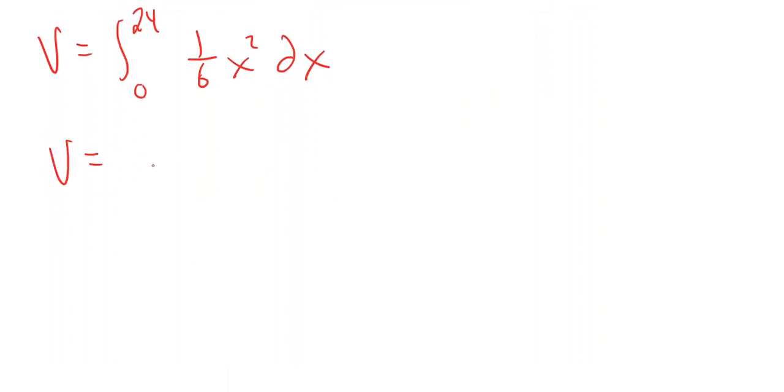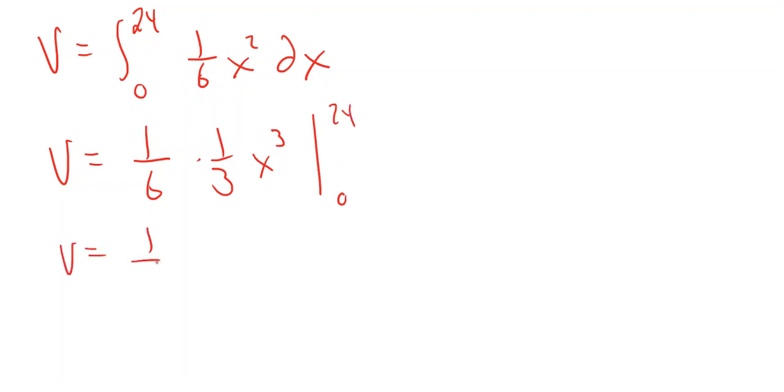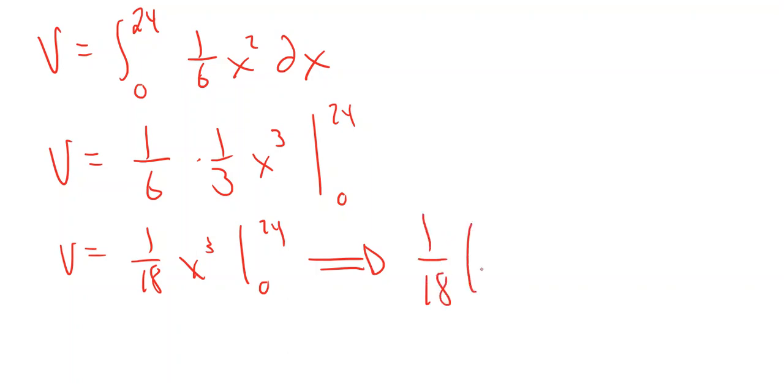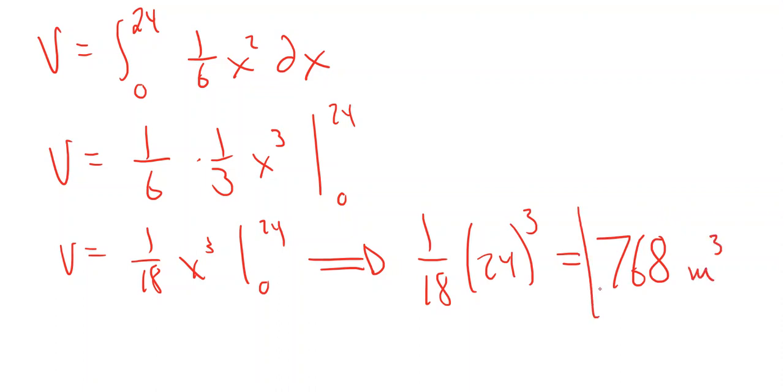So the volume would be 1/6 times 1/3 x cubed, evaluated from 0 to 24, or 1/18 x cubed from 0 to 24, which becomes 1/18 times 24 cubed, which using a calculator comes out to be 768, and this would be cubic meters. And there is the volume of our pyramid.